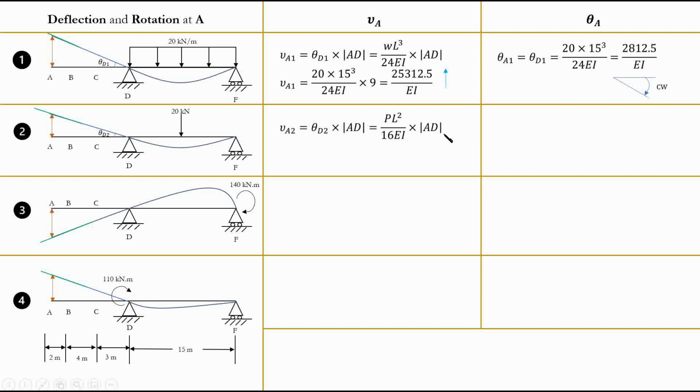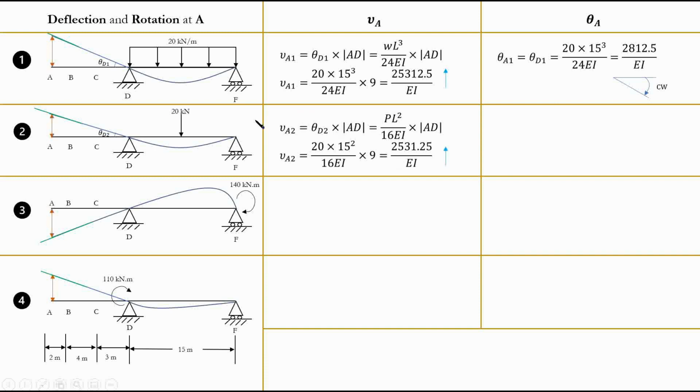Now, what is AD again? It's 9 meters, and you can find this value from your table for a simply supported case when you have a concentrated load and you want to find your rotation here. Again, as you can see, this rotation and this rotation are the same, right? It's the same point, so they have the same rotation. And you just substitute back the values, 20 kilonewton, and you can find the deflection. Again, this is upward as well.